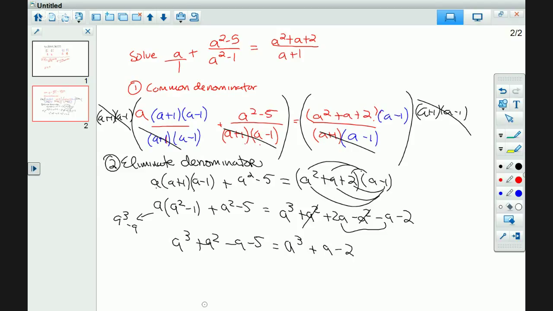Thankfully, if I subtract a cubed from both sides, look what happens. I can't stop. 5. That makes it a lot easier. A squared will stay. I'm going to subtract a from both sides. I get minus 2a.